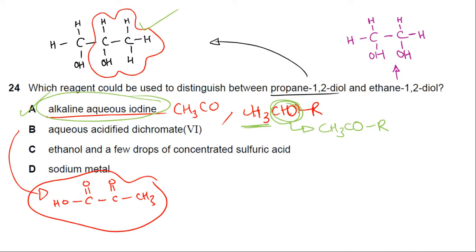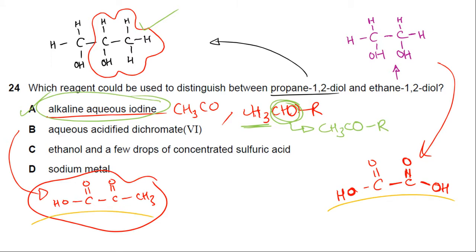So this is what you would get. For ethane-1,2-diol, this is a primary alcohol and this is a primary alcohol, so this will give you oxalic acid, which looks something like this. You can call it a dicarboxylic acid if you will, but the better name is oxalic acid. These are different products, but how can we actually distinguish a solution of oxalic acid and this acid right here? We can't, so B is not the answer.